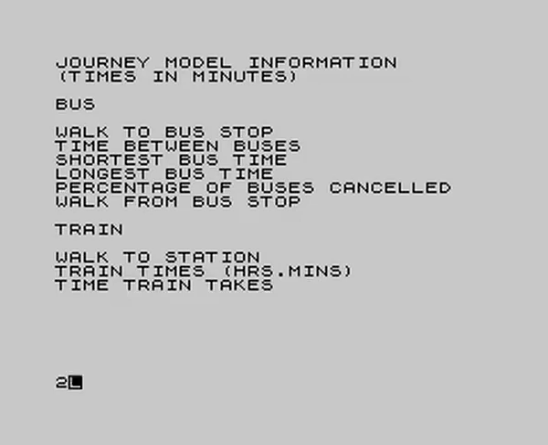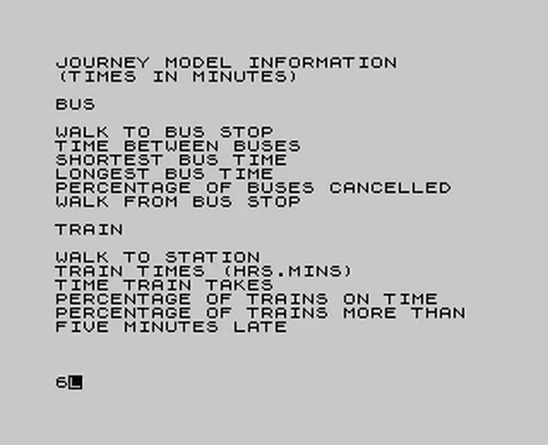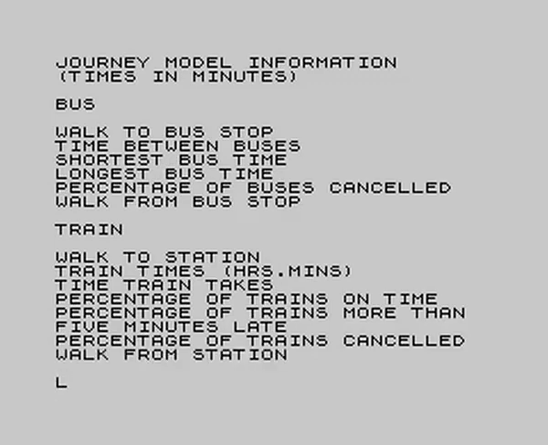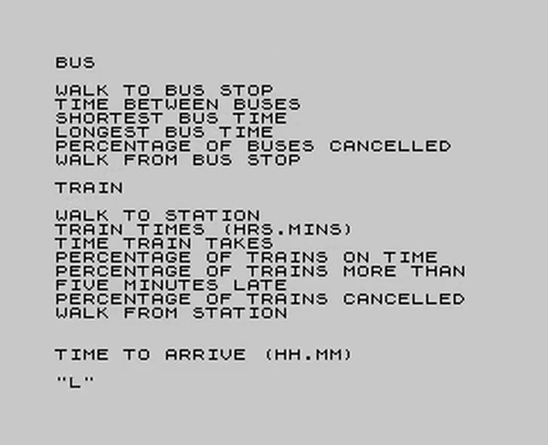The train takes 23 minutes. 78% of trains run on time. 6% of trains are more than 5 minutes late, and trains are cancelled 1 day in 50. When she gets there, it's an 8-minute walk to the office. So what time does Ethel need to get to the office?